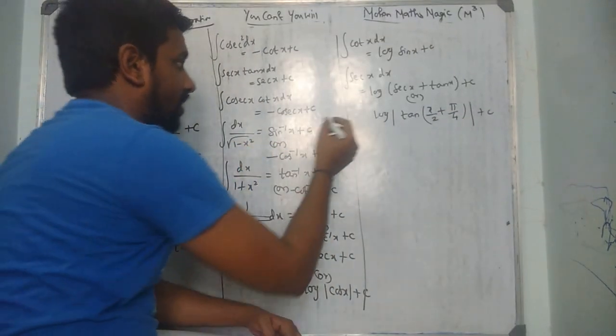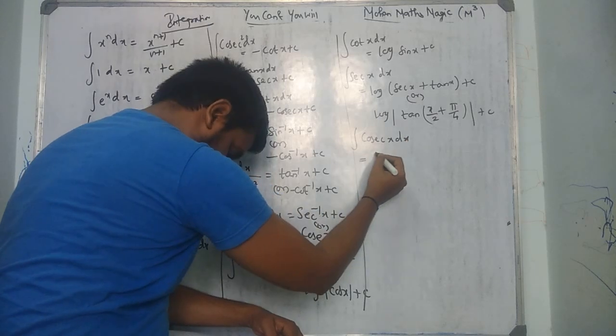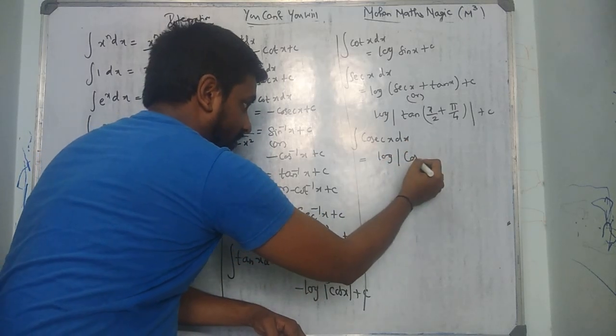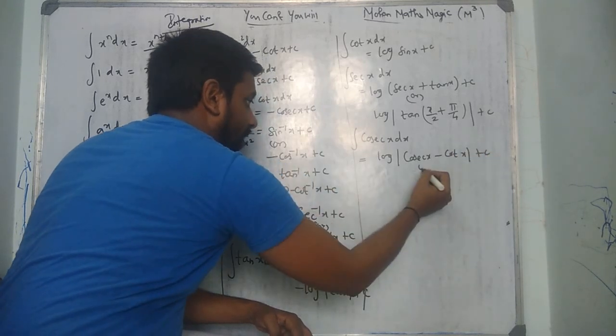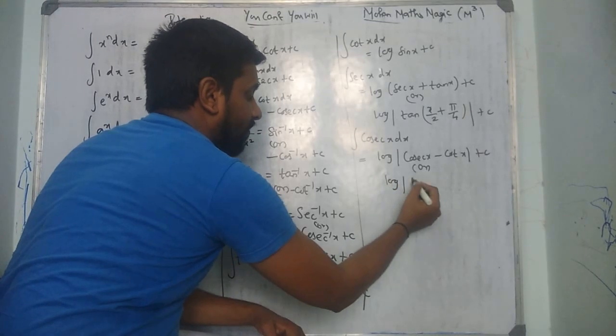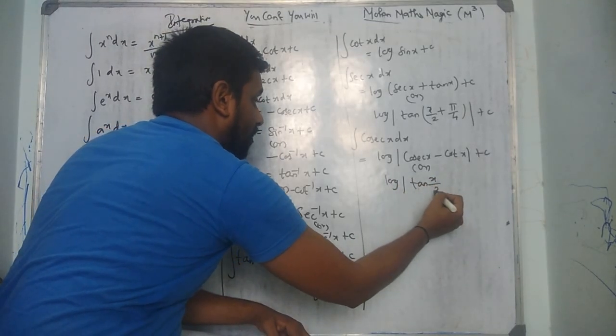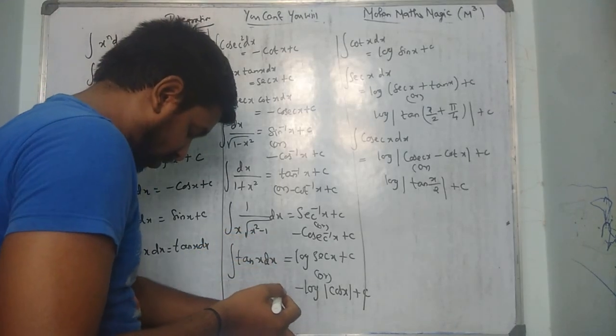Next one, cosecant x. So cosecant x dx formula is log of cosecant x minus cot x plus c, or log tan x by 2. These are the important formulas which I am giving you. Note it down in your classwork or whatever notebook you like. It will be easy for you to note it down.